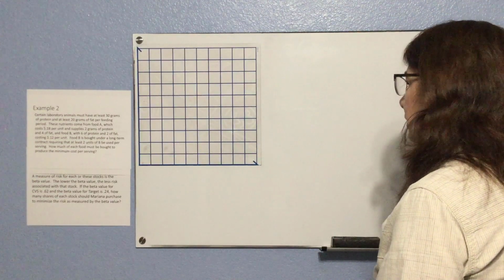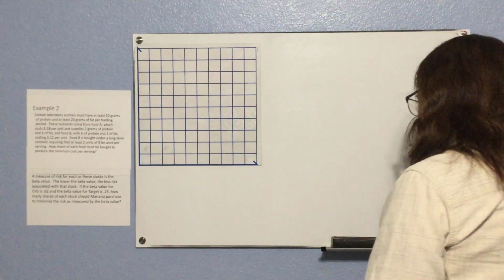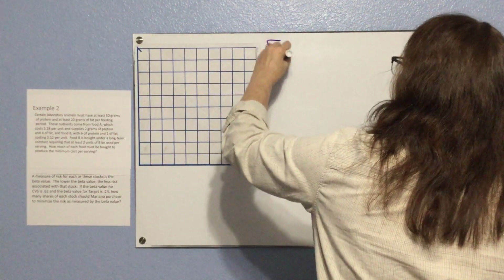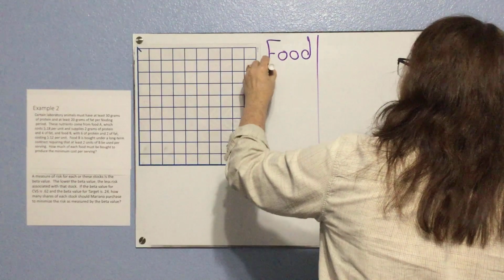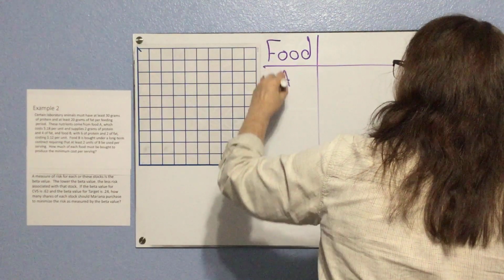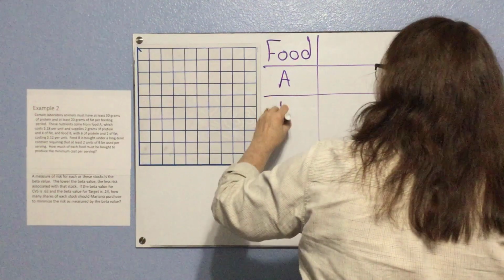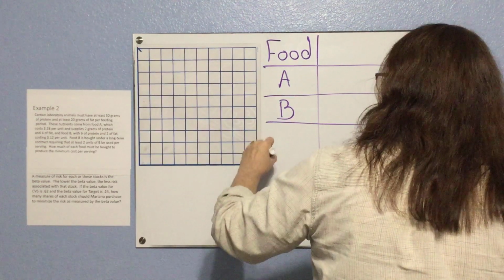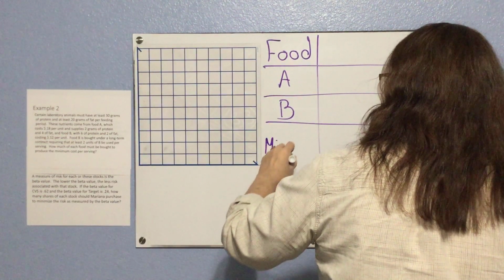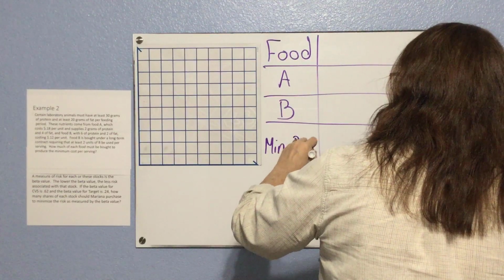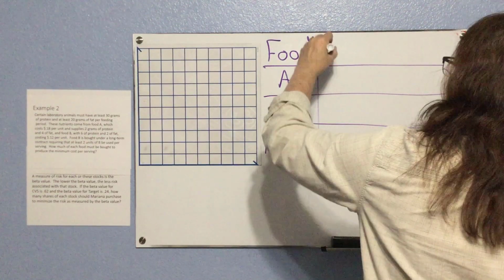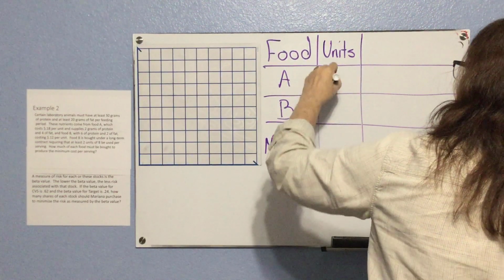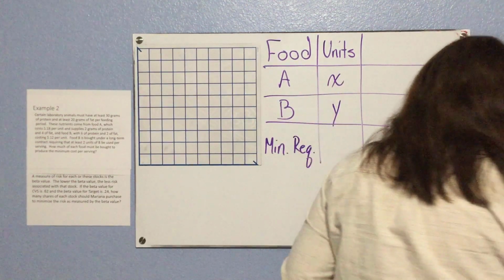Once again, we're going to start by creating a table to organize our information. So on the left, we'll have the kinds of food, A and B, and this last one will be the minimum requirement. So what we want to know is the units. How much of each should we give? So X and Y.